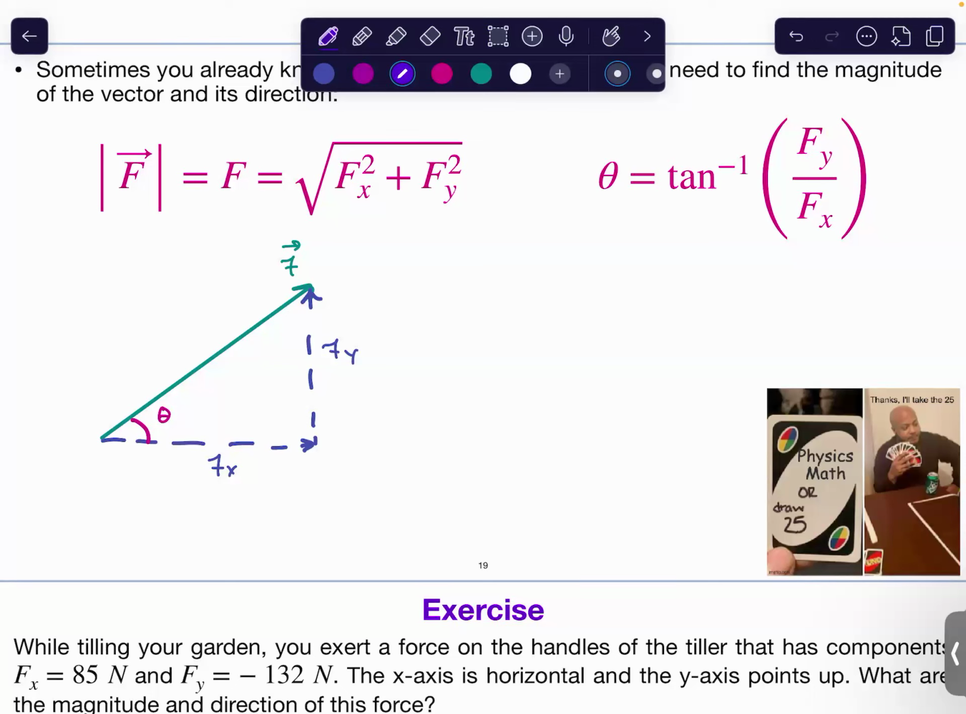So I can say F squared equals Fx squared plus Fy squared. That's your Pythagorean theorem, or usually when you see a, b, and c, it's going to be your hypotenuse squared equals the addition of each side squared. Pythagorean theorem. So then I just take the square root of both sides.